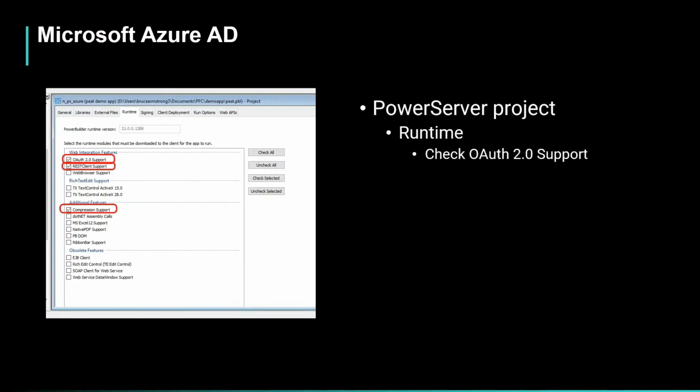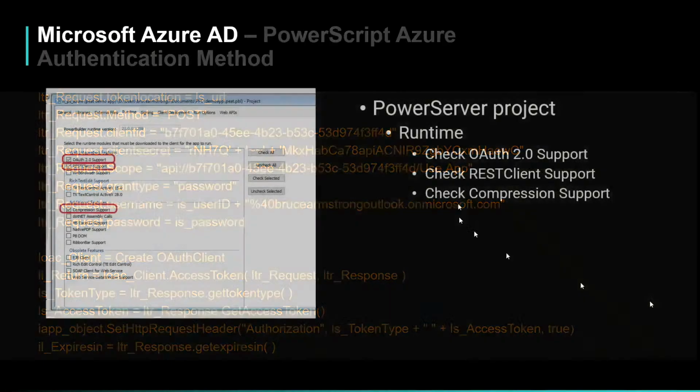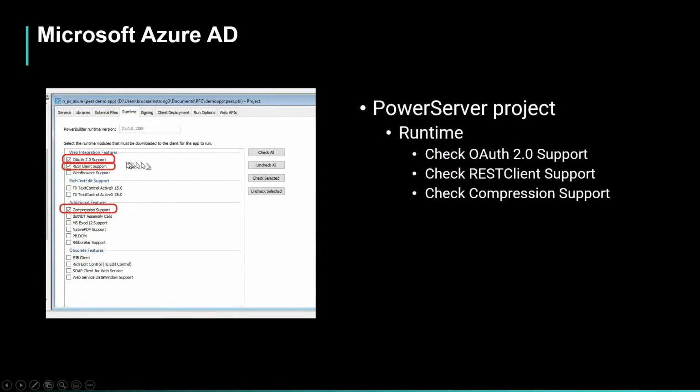So when it comes to the runtimes, what I'm going to show you here in the demo just uses OAuth 2.0 support and compression support. You actually don't need the REST client support. The reason I've got that checked, if you look in the actual sample code, is that I showed two different methods of calling Azure AD.